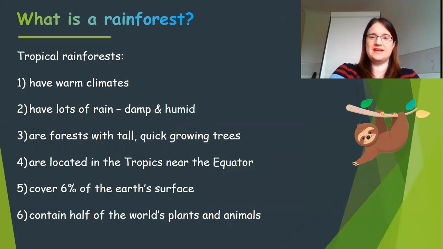They are located in the tropics near the equator. They cover 6% of the Earth's surface. So they don't cover a huge amount of the Earth's surface, but where they are is very closely linked to the equator. And we're going to have a look at that in a second. And they contain half of the world's plants and animals. So although it only takes up 6% of the world, it contains half of the plants and animals. So there are huge numbers of plants and animals. And in fact, they think there are even more than we already know about because some scientists haven't even studied them yet.